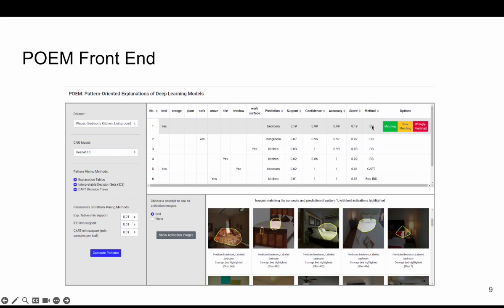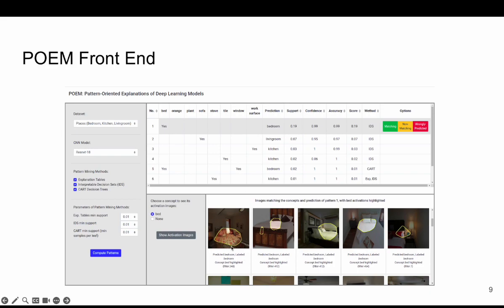Then for each rule, we can illustrate matching examples. So for rule number 1, matching examples are images that have beds and were predicted as bedrooms. We can also show non-matching examples. These would be examples of images that have beds, but were predicted as something else besides a bedroom, maybe a kitchen. And finally, we can output wrongly predicted images. For rule number 1, those are images that contain beds that were predicted by the model as bedrooms, but have a different label in the target dataset, maybe a kitchen.